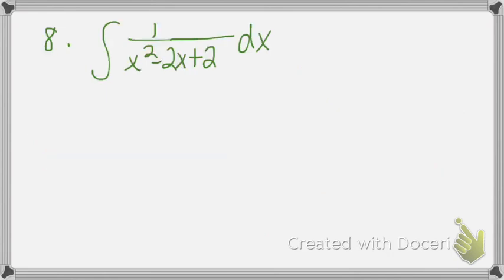Alright, the last 3 problems I want to show you are something new that's on the AP test. It's a similar kind of problem as 6 and 7, except you have to complete the square to make it look like those other problems. So, here's what you do.